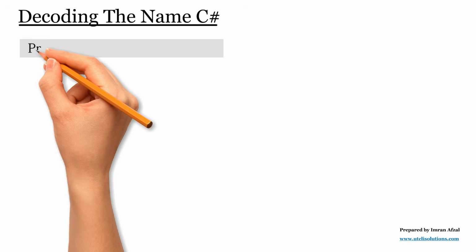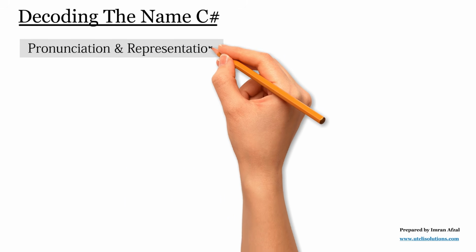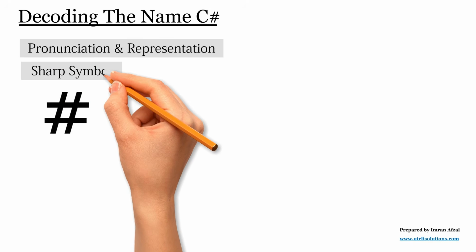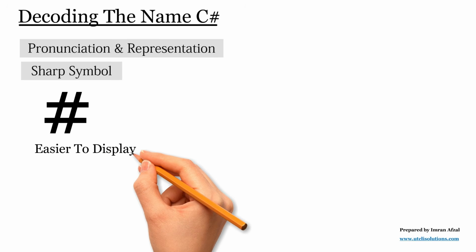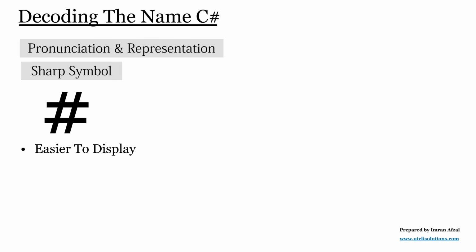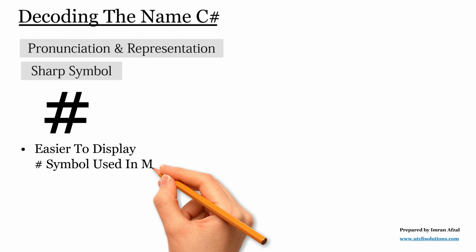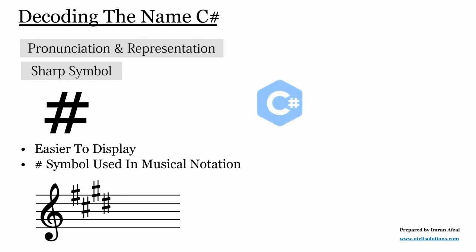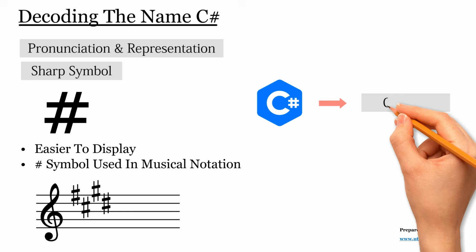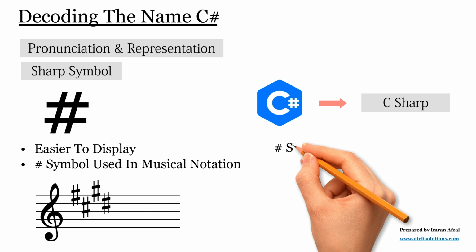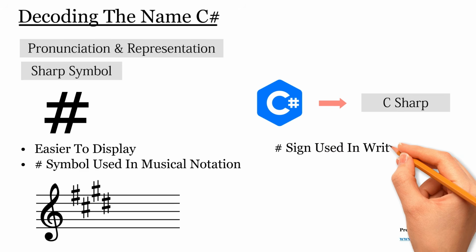Let's look at the pronunciation and representation. In the context of programming, the pound or hash symbol is easier to display and type on the standard keyboard than the actual sharp symbol used in musical notation. So C Sharp is pronounced C sharp, drawing the connection to the musical sharp. But for practicality, the hash or the pound sign is used in writing.